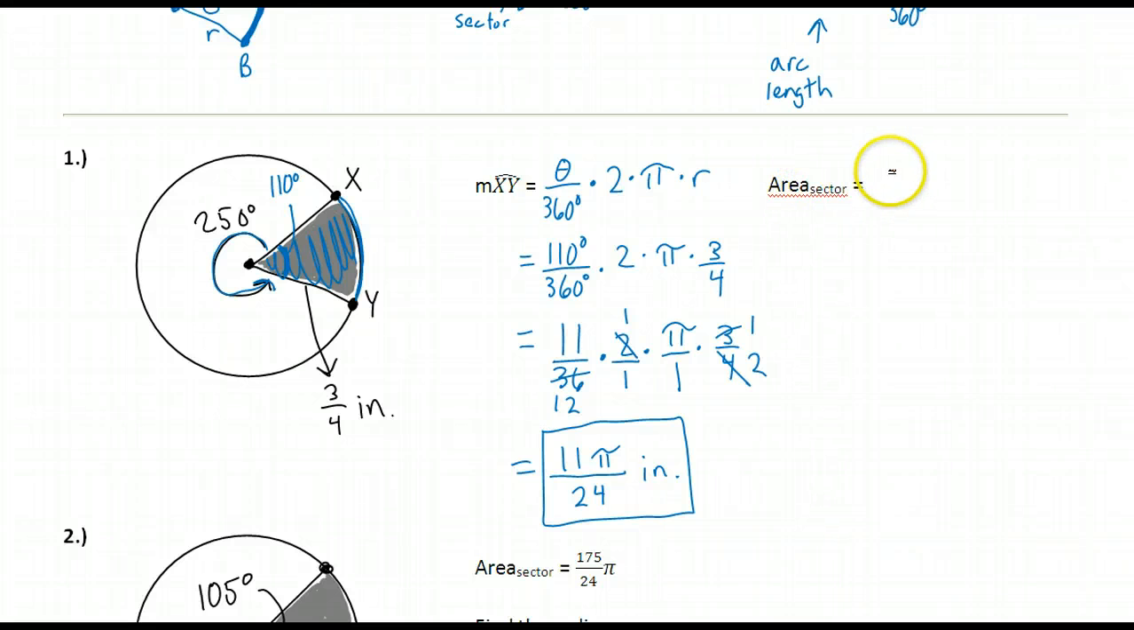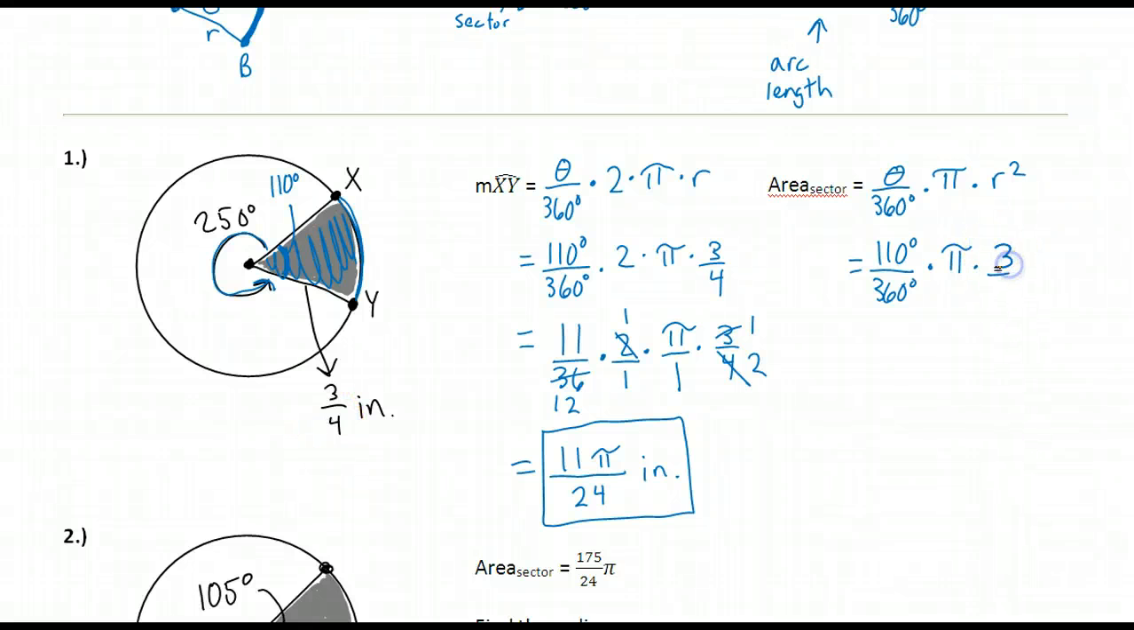To find the area of the sector, again I'm going to use the formula for the area of a sector. Theta out of 360 times pi times r squared. My theta is 110 degrees divided by 360 degrees times pi times (3/4) squared. Notice that I put 3/4 in parentheses because I want to square both the 3 and the 4. Again, I'm going to do this problem without a calculator.